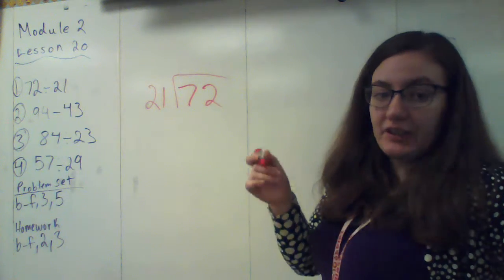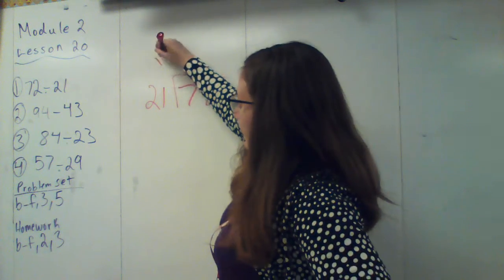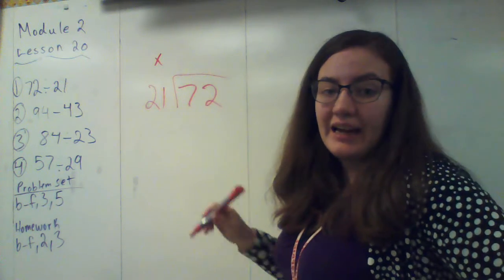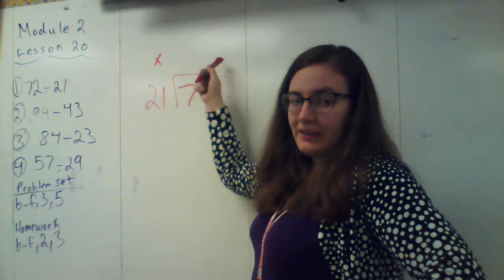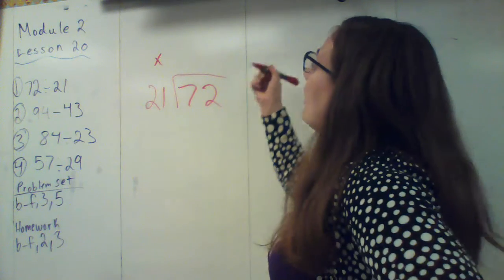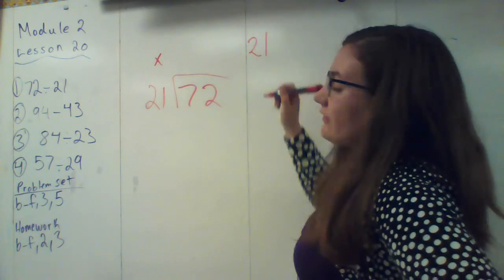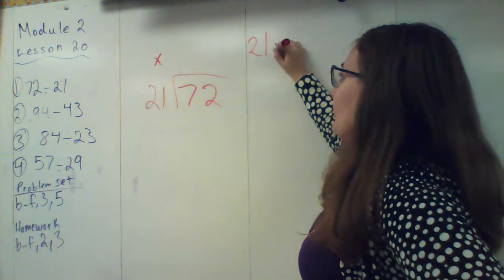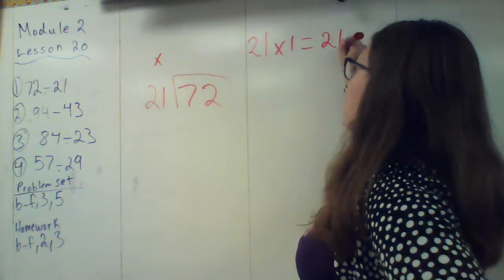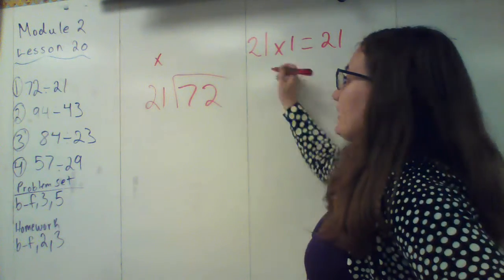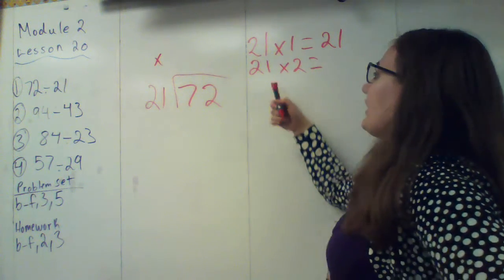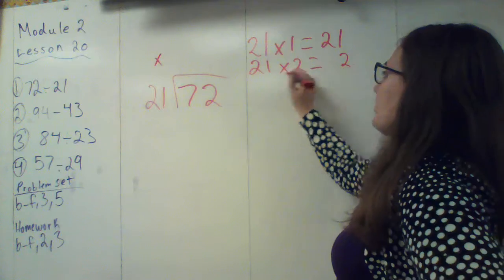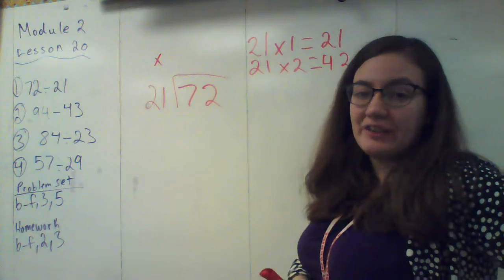So what I'm going to do is, some of you, I've been telling you to write the multiplication symbol off to the side, because that reminds you that you have to do 21 times something to fit into 72. So I'm going to write my multiples of 21 off to the side. So 21 times 1, which equals 21. I know I can do something bigger than that though. I can do 21 times 2. I know that 1 times 2 is 2, and 2 times 2 is 4, so that's 42.